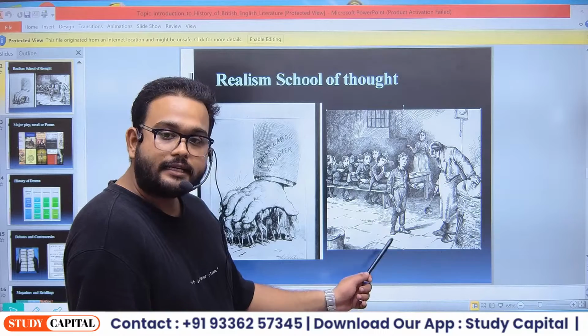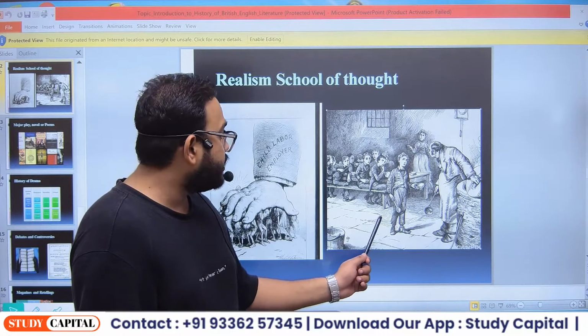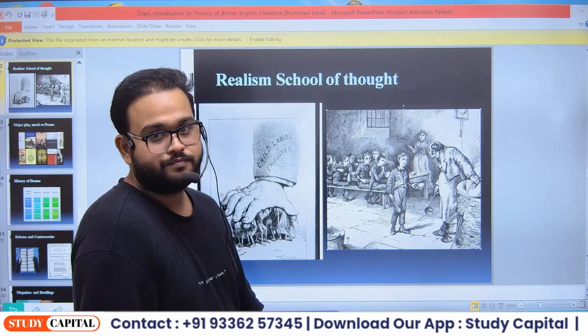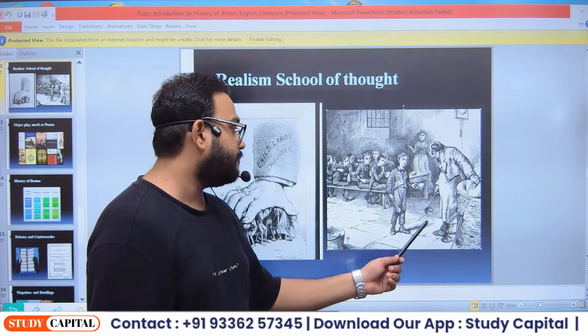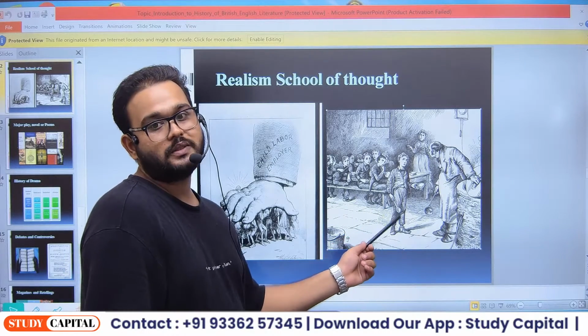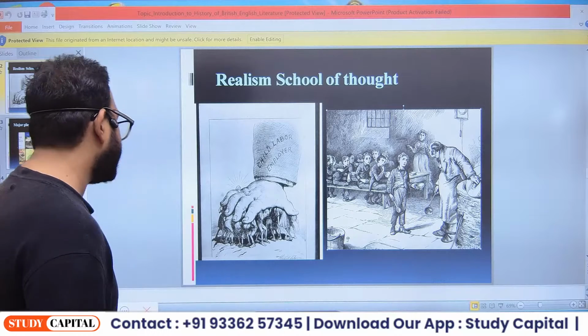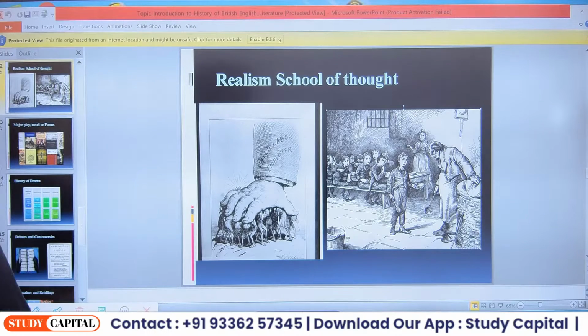This is the reality. Right? This is the realism being depicted by the writer Dickens. In Oliver Twist, he asked for extra food and he was beaten in this workhouse. So the reality is being represented. Realism is one such school. I'm just giving you an example.